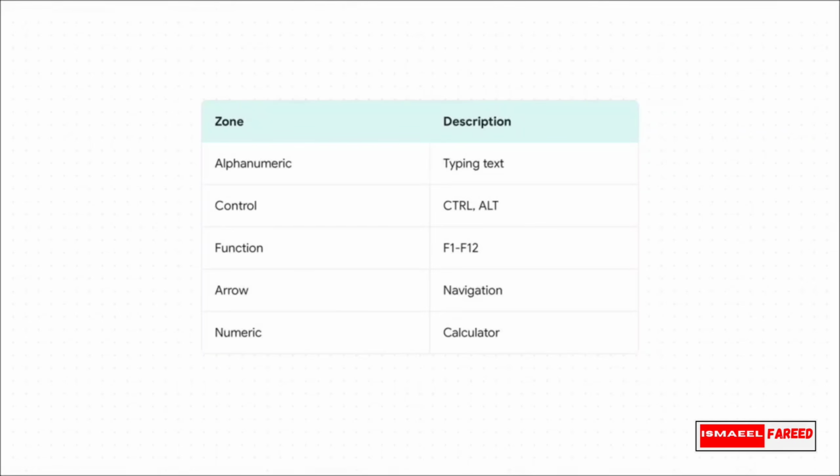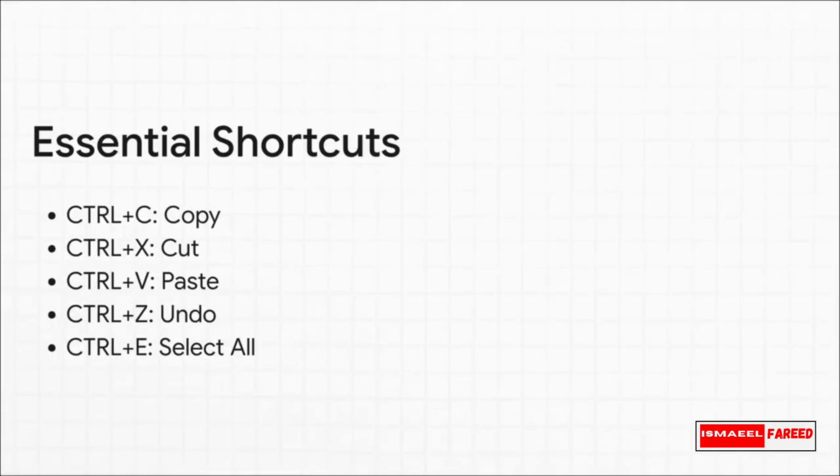Across the very top are function keys, F1 through F12, which perform specific tasks depending on the exact program you're using. You also have arrow keys for easily navigating through documents, and finally, a numeric keypad over on the right side, which is arranged just like a conventional calculator so you can type out numbers really quickly.